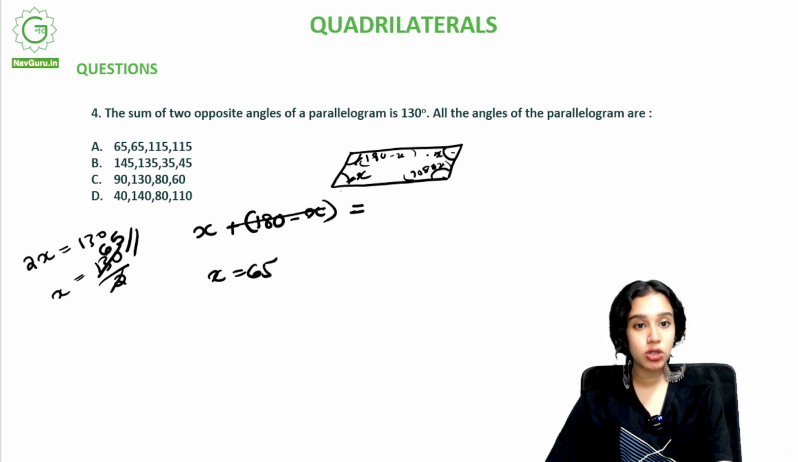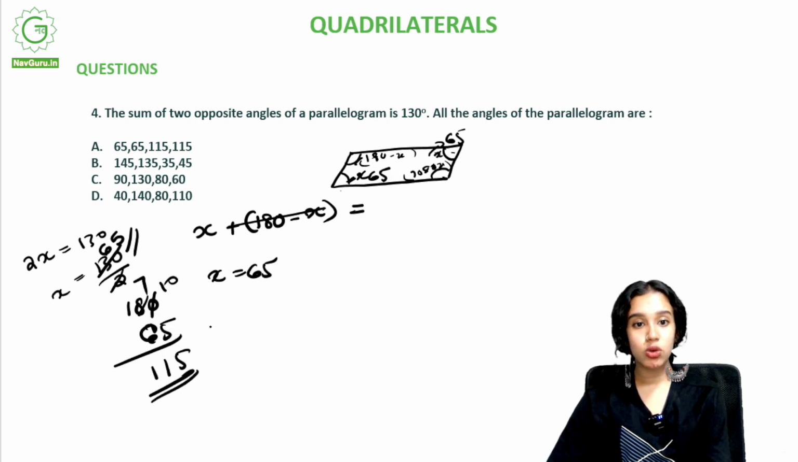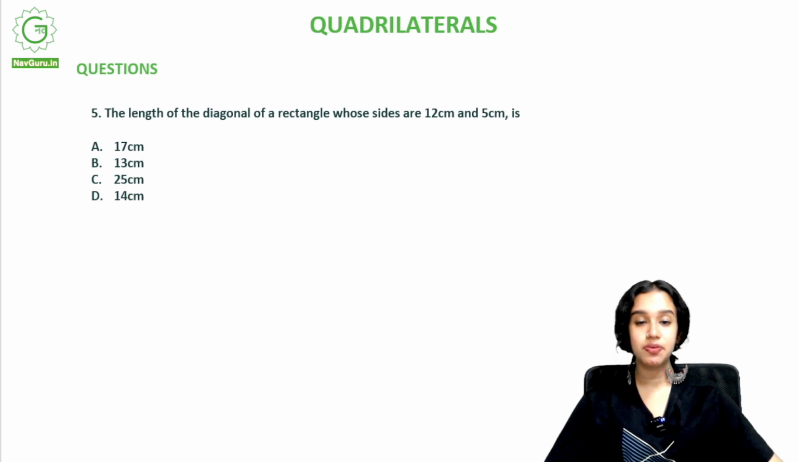So, this angle would also be equal to 65. This would be equal to 65. And what about the other two angles? It would be 180 minus 65, which is 115. So, both of the other angles would be 115. So, 65, 65 and 115, 115 is the answer.